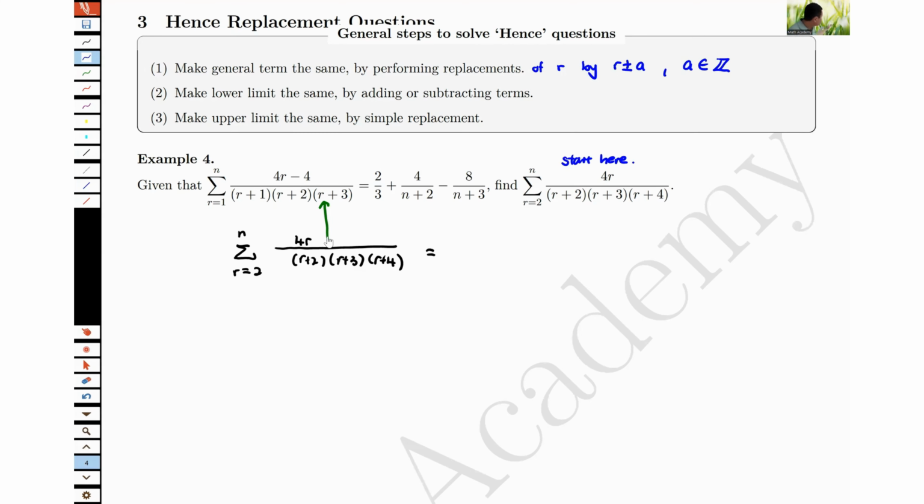So what's the replacement to go from this term to the previous one? If you check the lower limit, or rather the denominator is easier, R plus 2 to become R plus 1, you will be replacing R by R minus 1. Now, you don't have to write this in blue. I'm just showing you what I am going to do next. The replacement should come at 3 positions. It must be at the lower limit, at the upper limit, and also at your term. So on your general term, you must also replace with that R minus 1.